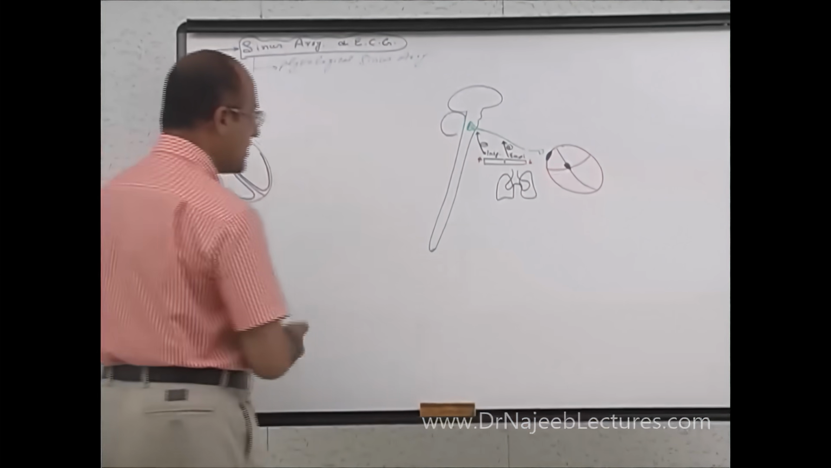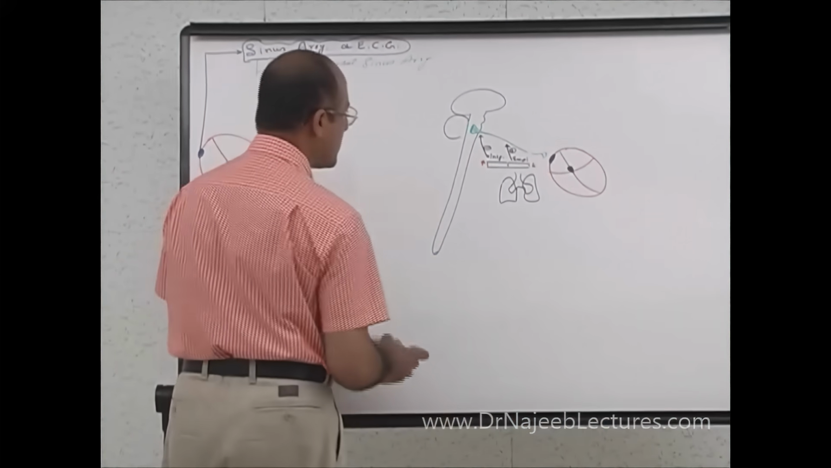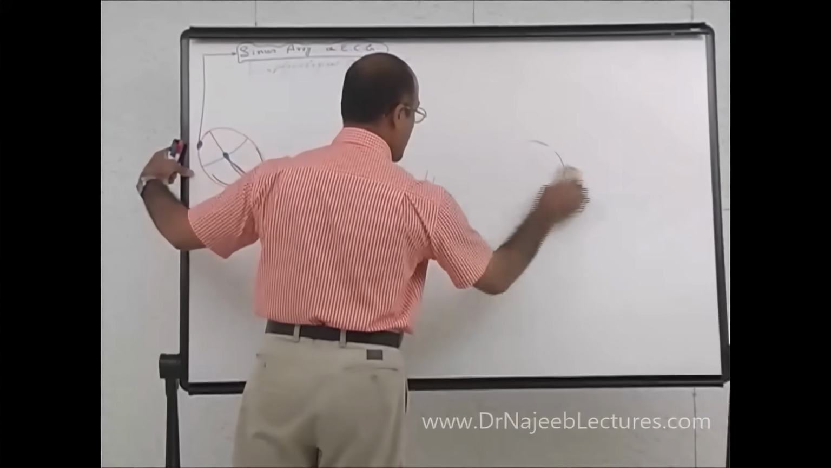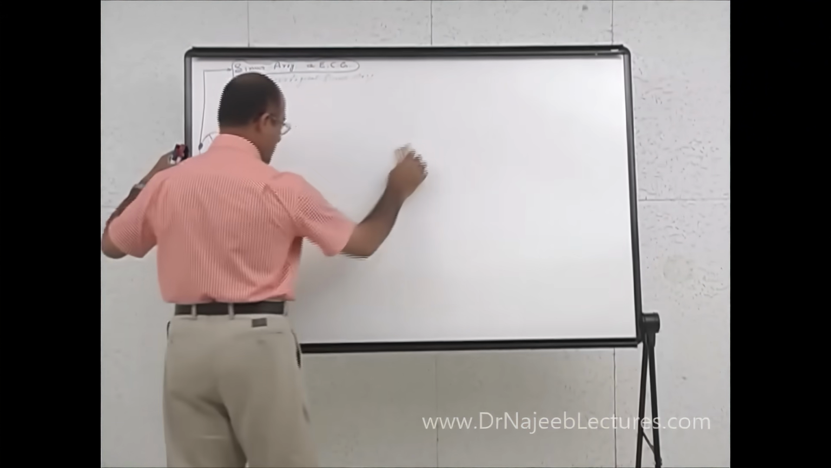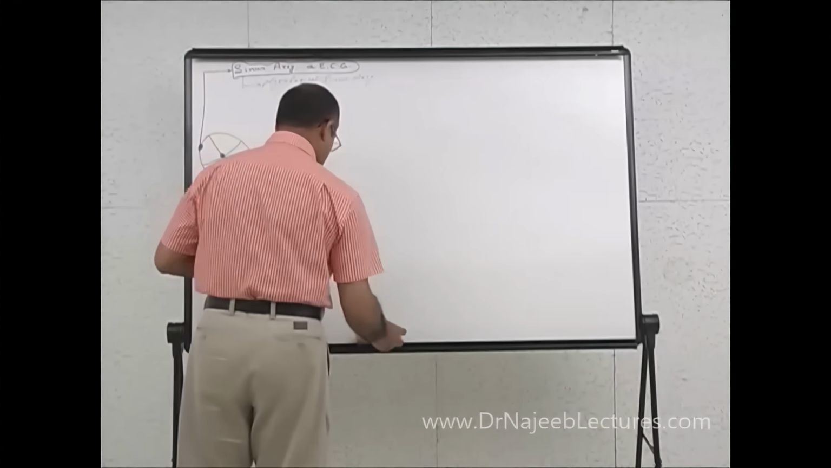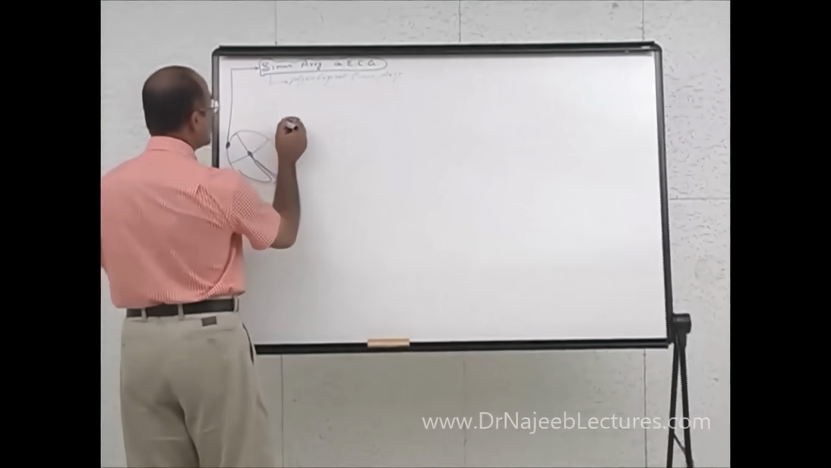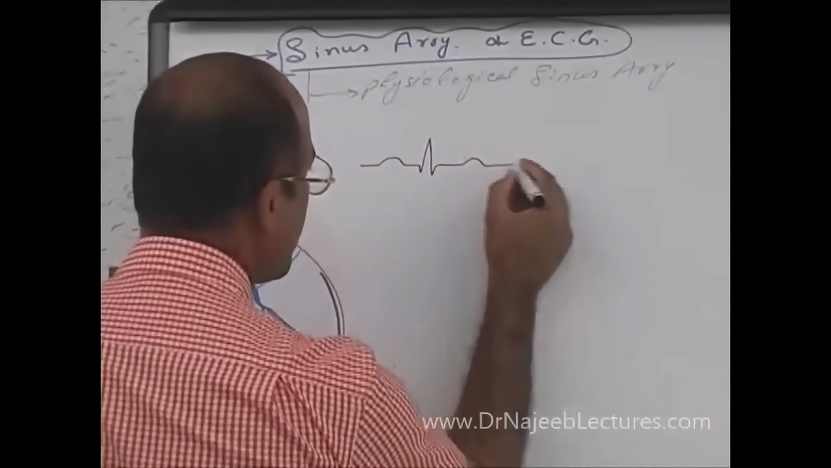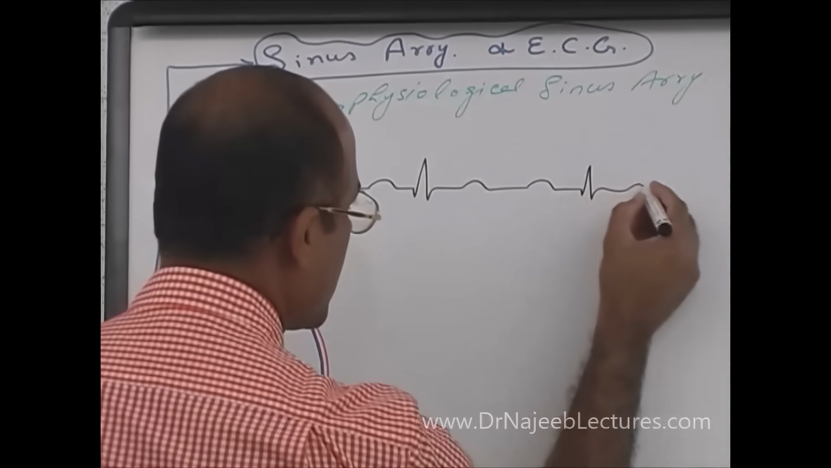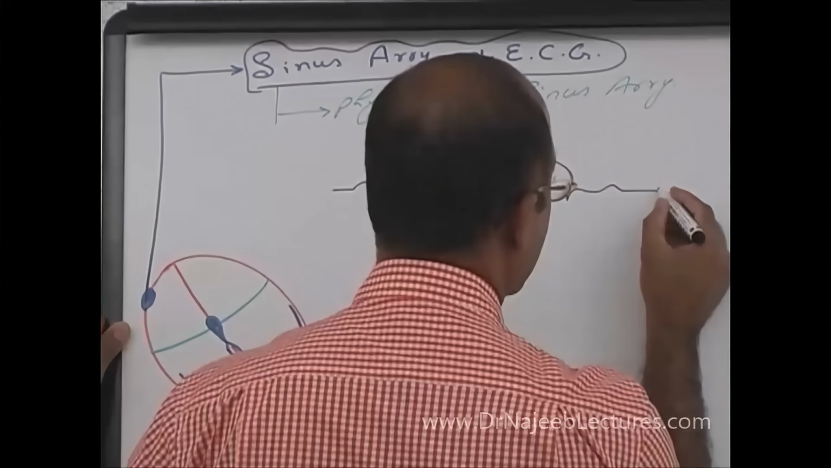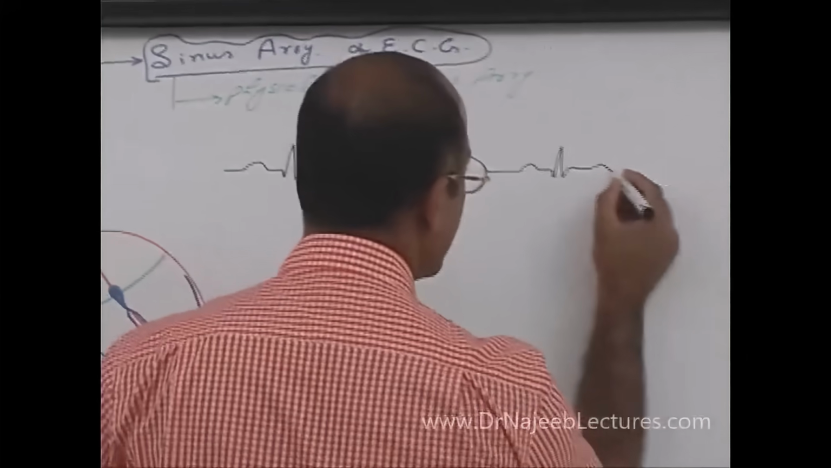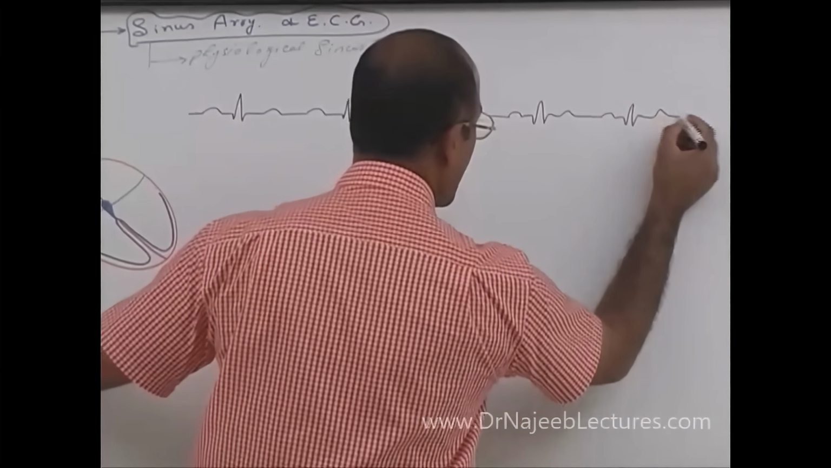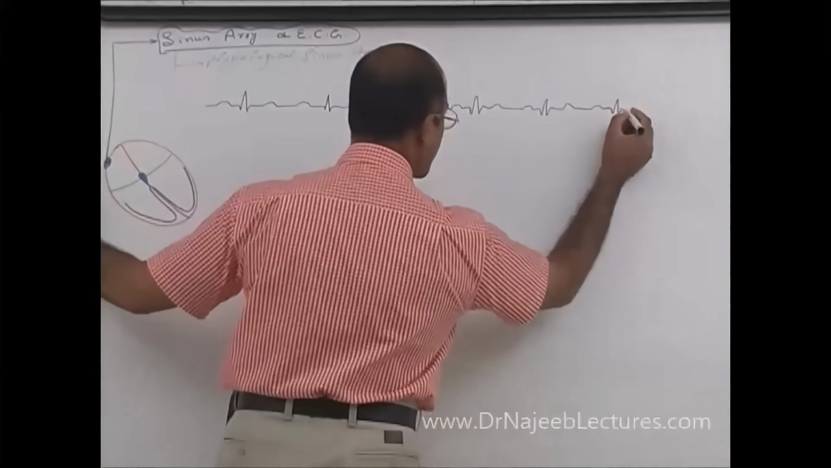Now, let's draw the ECG of physiological sinus arrhythmia. Let's suppose first I draw the ECG: P wave, QRST, P wave, QRST. Of course, again next cycle P wave, QRST, P wave, QRST, P wave, QRST. Now I have drawn some patterns over here.